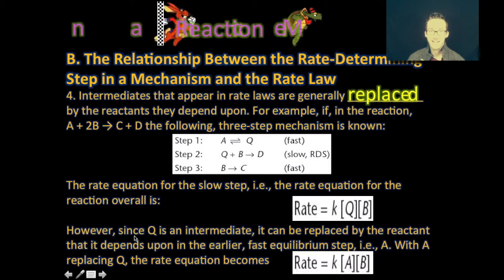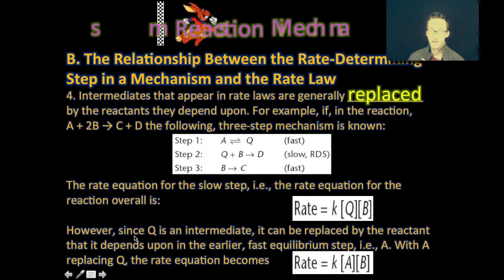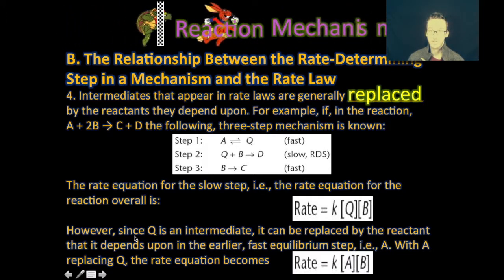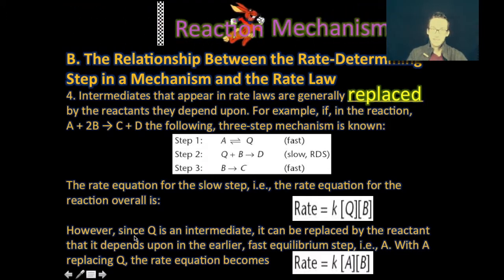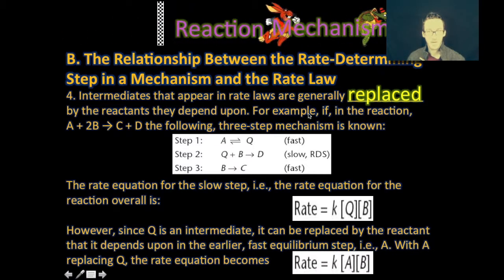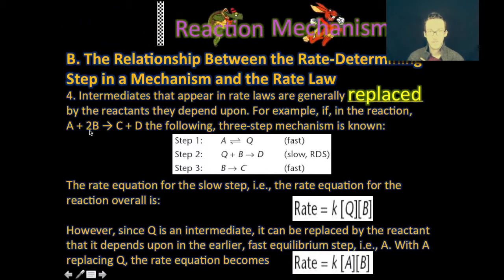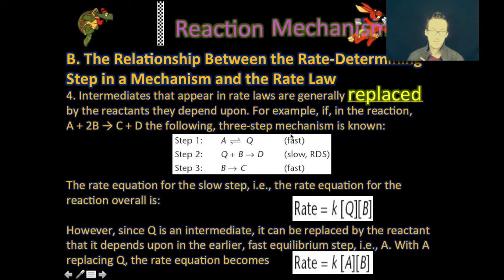Okay, and then keep in mind that intermediates that appear in rate laws are generally replaced by the reactants that they depend on. We'll do some example problems like this, but for example, if you take a look at your notes, in the reaction where the general reaction A plus 2B forms C plus D, we have a following 3-step mechanism that is known, where Q is our intermediate. Notice that it's produced in step 1 and then consumed in step 2.